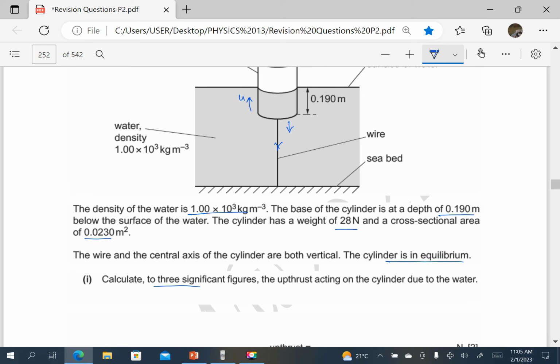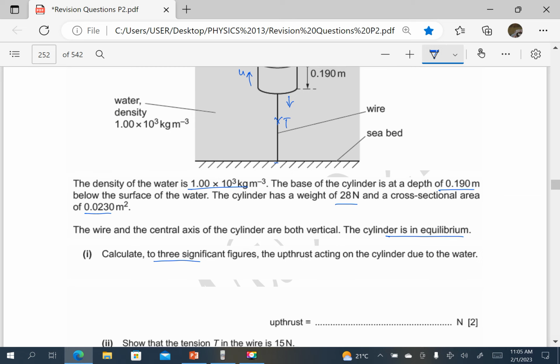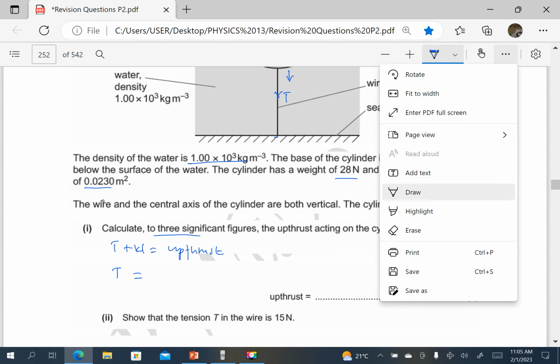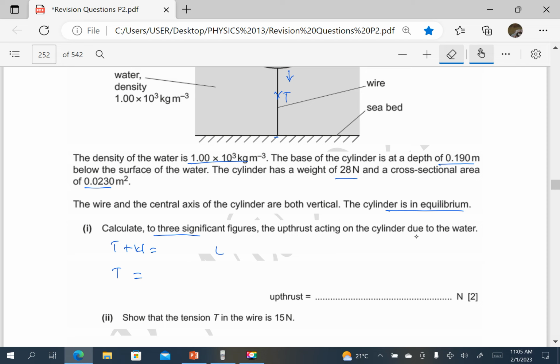So the tension must be downwards because it is fixed to the bottom and the upthrust pushes it upwards. So the tension downwards plus the weight downwards should be equal to the upthrust upwards. Sorry, the first part is telling us to calculate the upthrust. We shall need this in the second part. The first part wants the upthrust.